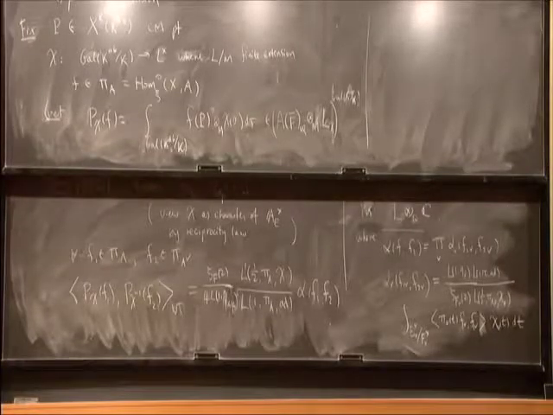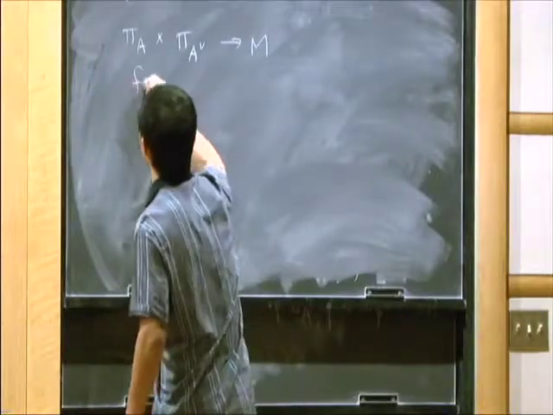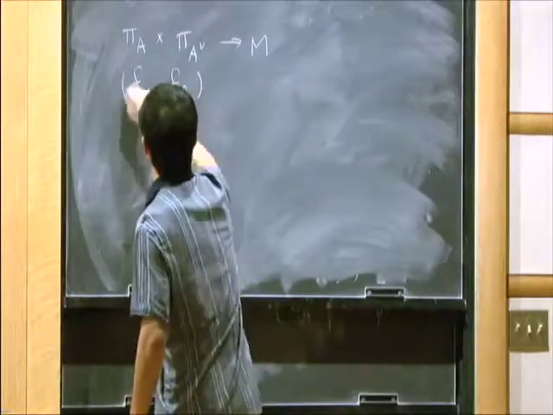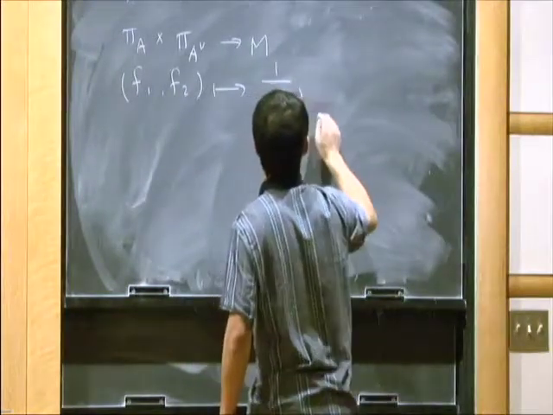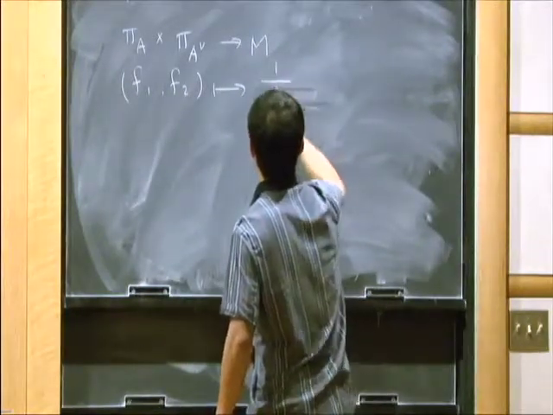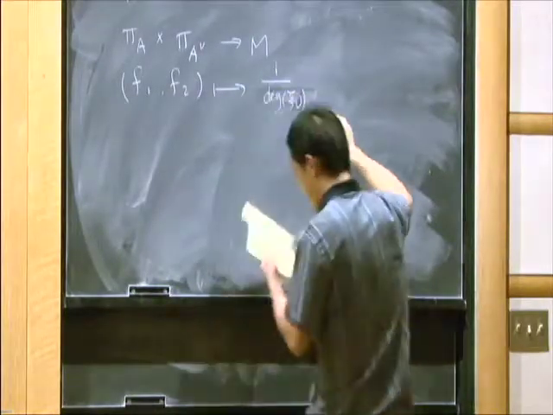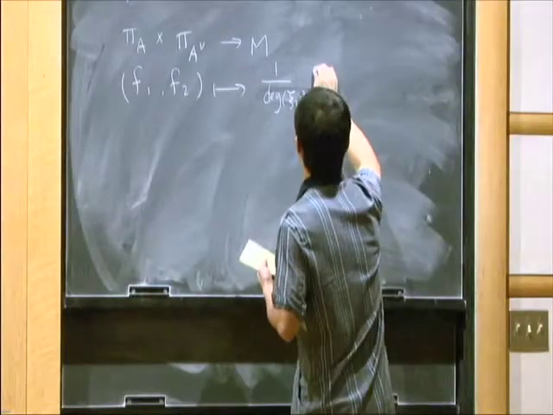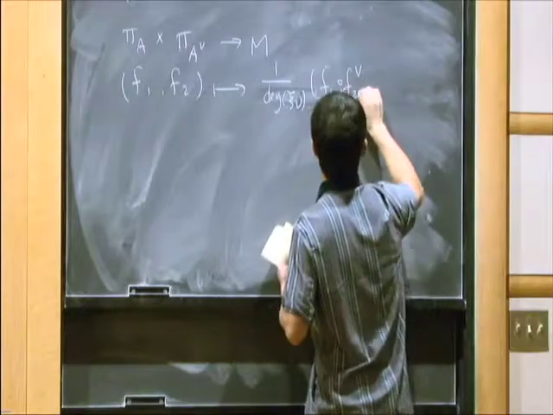So we have a parent, that's pi A cross pi A dual. We have a duality. Dual here can actually be moved to here by the duality. This duality is defined to be F1, F2 maps to the volume of XU. I don't say volume, just the degree of the Hodge bundle. And then F1, F2, U.